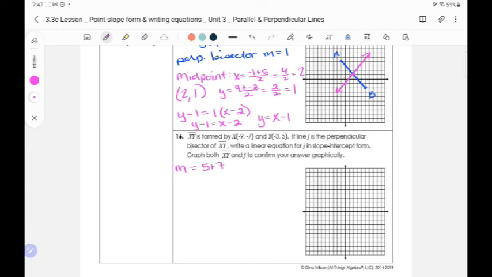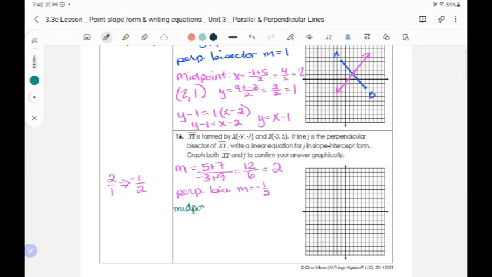5 plus 7 over -3 plus 9. 5 plus 7 is 12. -3 plus 9 is 6. So the slope is 2. What does that mean? My perpendicular bisector is going to have a slope of 1 over 2, because we switched it, right? It was 2 over 1. So that becomes 1 over 2, and we make it negative. So -1 over 2.